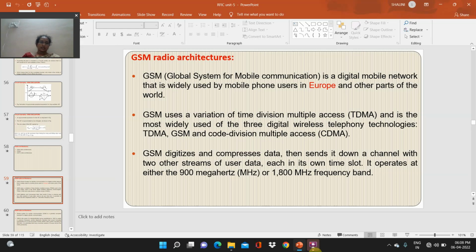So GSM digitizes and compresses data, then sends it down a channel with two other streams of user data, each in its own time slot. It appears at either the 900 MHz or 1800 MHz frequency band.